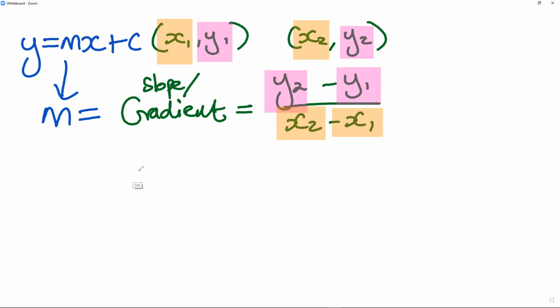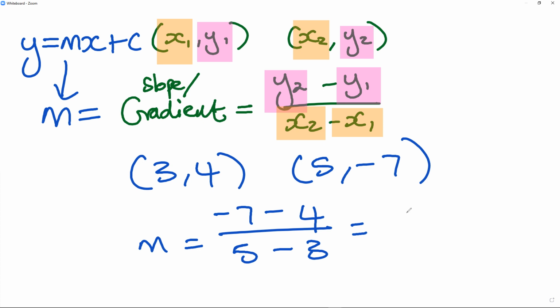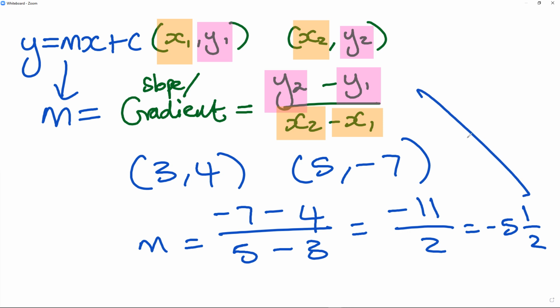I got two coordinates, let's say 3 and 4, 5 and negative 7. Negative 7 minus 4 over 5 minus 3. That becomes negative 11 over 2. That's negative 5.5. And that's the gradient. This gradient is going to go that way. This line is going to slope towards the left. That number is negative.